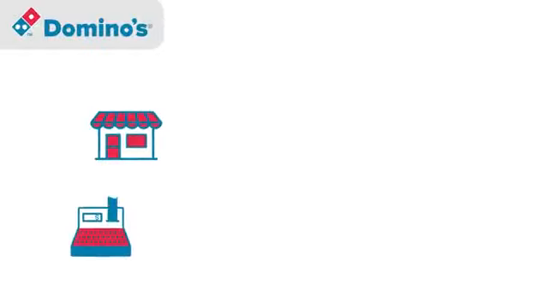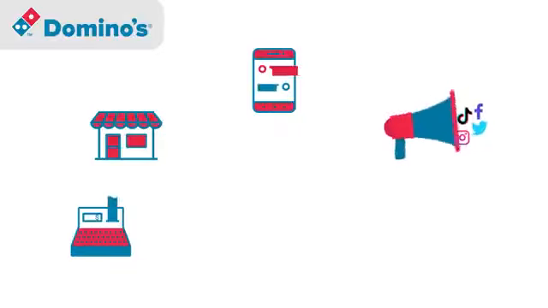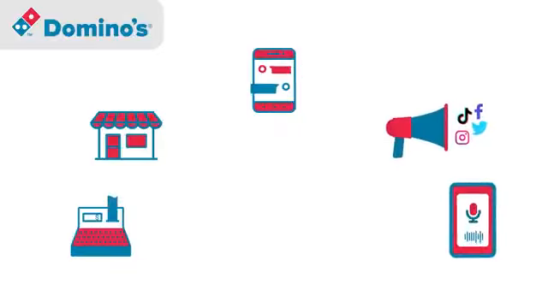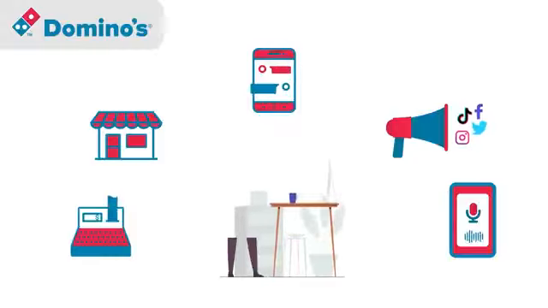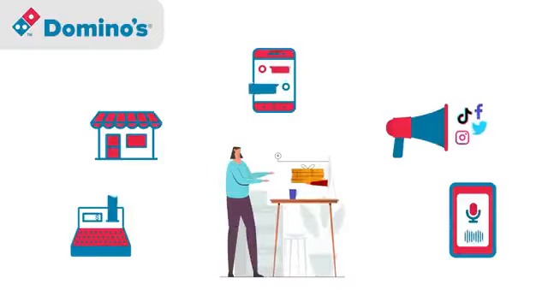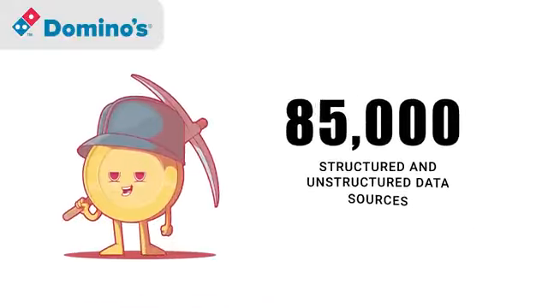The second is Domino's Pizza. From its point-of-sale systems and 26 supply chain centers to text messages, social media, and Amazon Echo, Domino's Pizza improved its marketing and sales performances while enabling one-to-one buying experiences across various touchpoints. It accomplished this by data mining 85,000 structured and unstructured data sources.